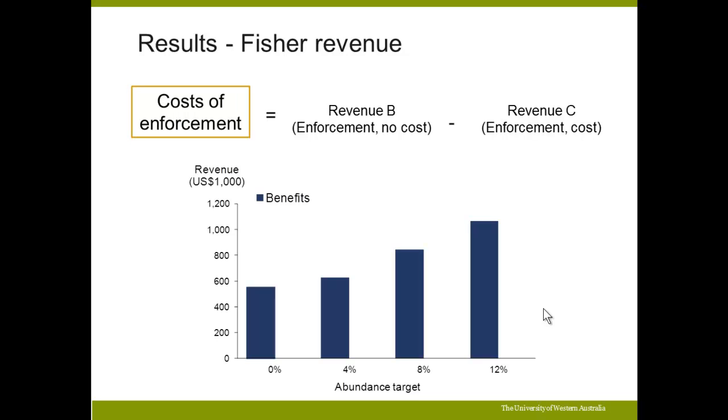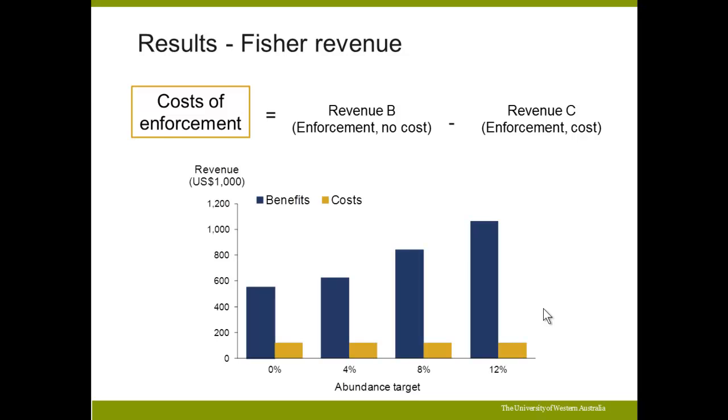So next we look at costs to compare the two. We find costs by getting the difference between our benefits scenario, scenario B, and our cost scenario. Both of them have the benefits of enforcement, and then scenario C has the costs. So the difference between them gives us the cost of our enforcement. These are the yellow bars here.